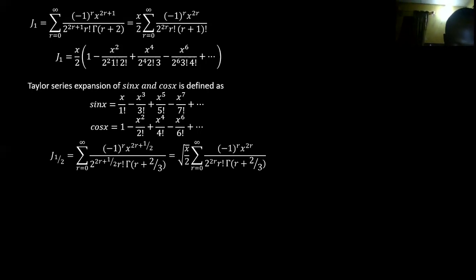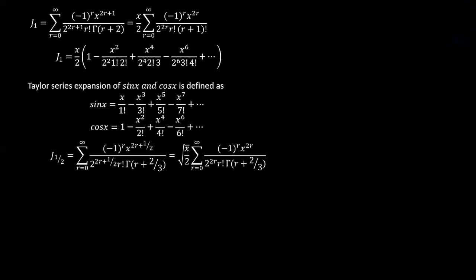I have the summation, r from 0 to infinity, of (-1)^r x^((2r+1)/2) divided by 2^((2r+1)/2) r! Γ(r + 3/2), which is equal to... Now, if I apply indices to x^((2r+1)/2) and also 2^((2r+1)/2), then I can bring out the square root of x over 2.